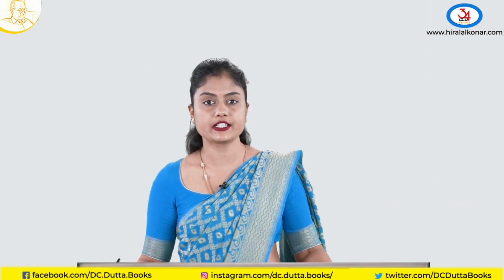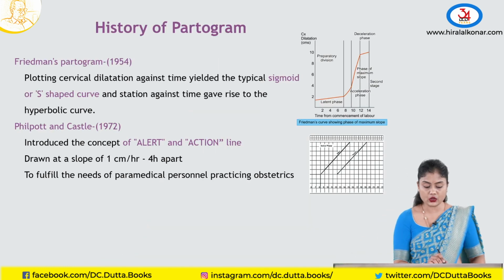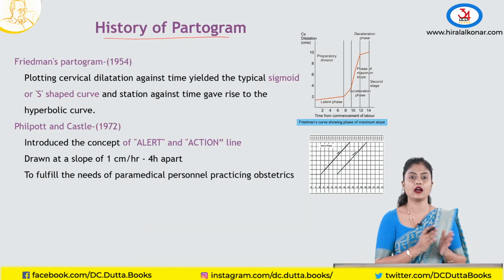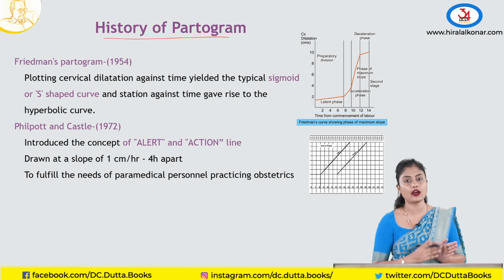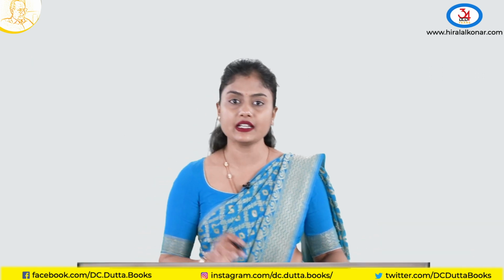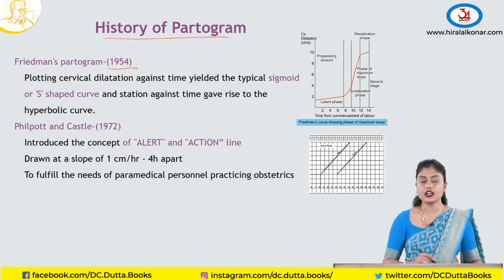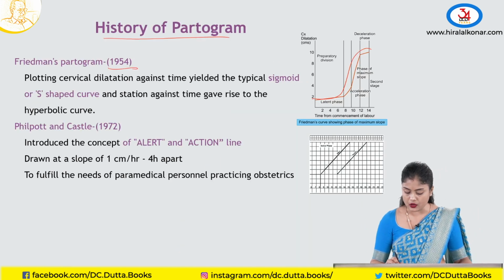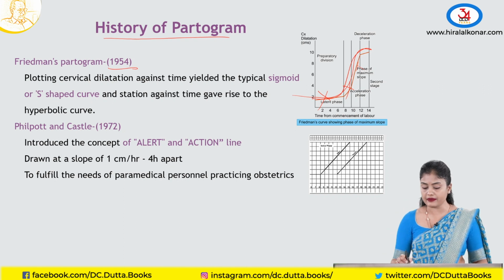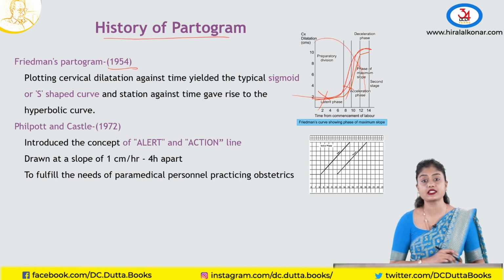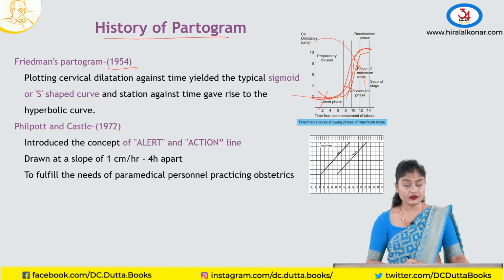Coming to the history of Pathograph, you should know a bit of history, how it was initially given and what modifications have been done as of today. Initially Friedman gave us in 1954 a curve called the sigmoid curve, or S-shaped curve. When cervical dilatation was marked against time, it gave us a sigmoid curve, and when head station was marked, it gave us a hyperbolic curve.